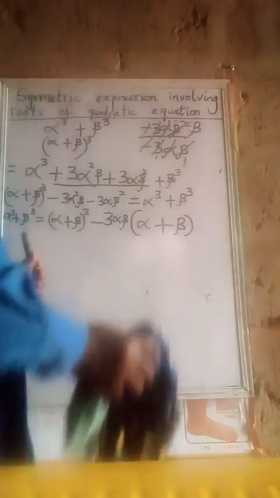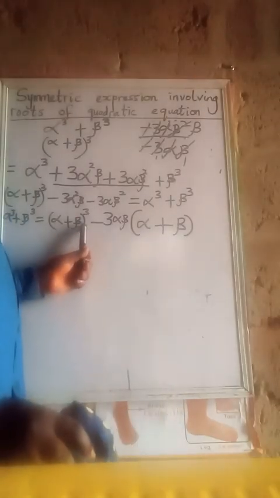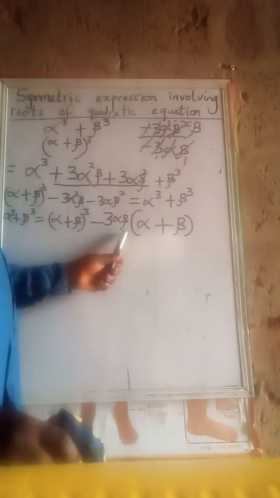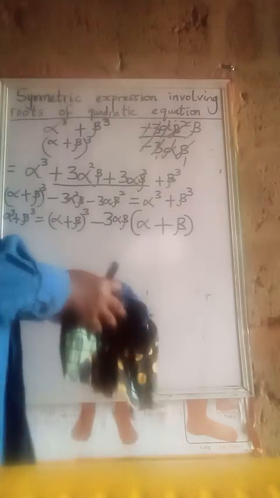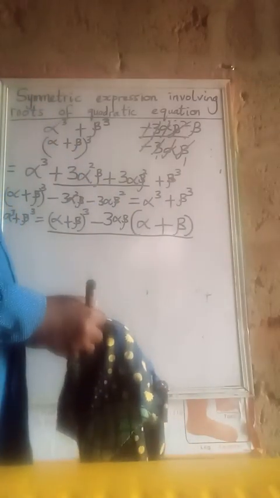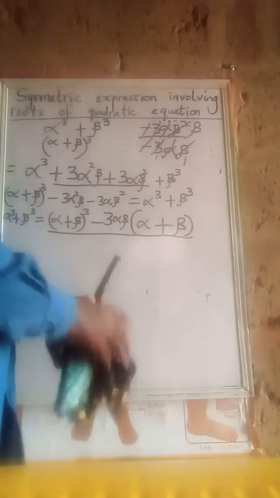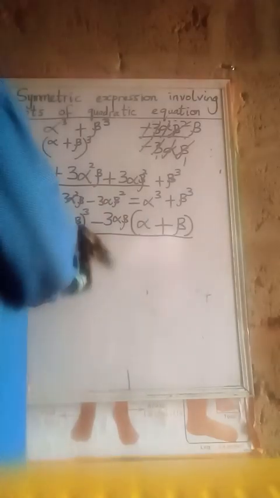So don't forget, alpha cube plus beta cube is equal to alpha plus beta whole cube minus 3 alpha beta, open bracket, alpha plus beta. Just commit this into your memory. In your exam, you might not be asked to derive it. So commit it into your memory. Now let us apply this.